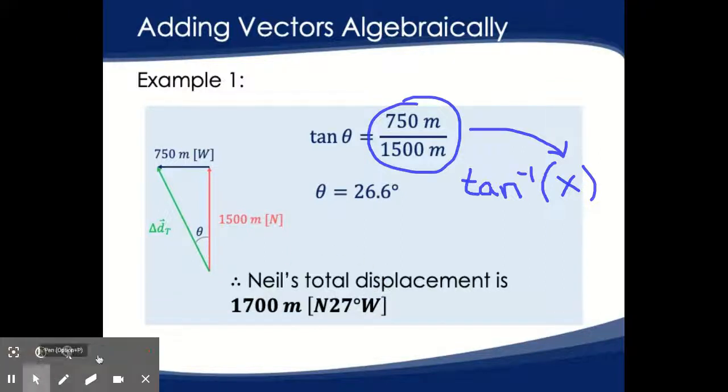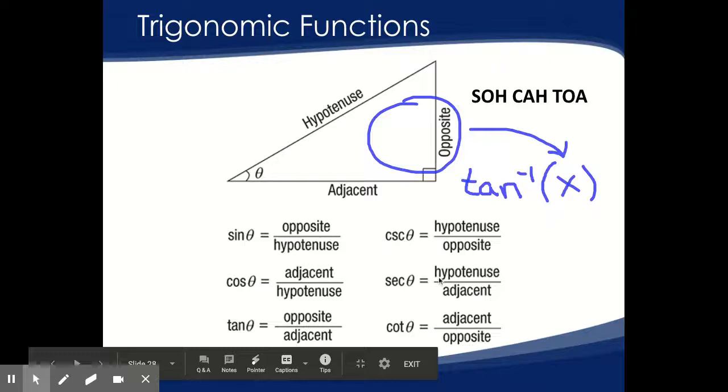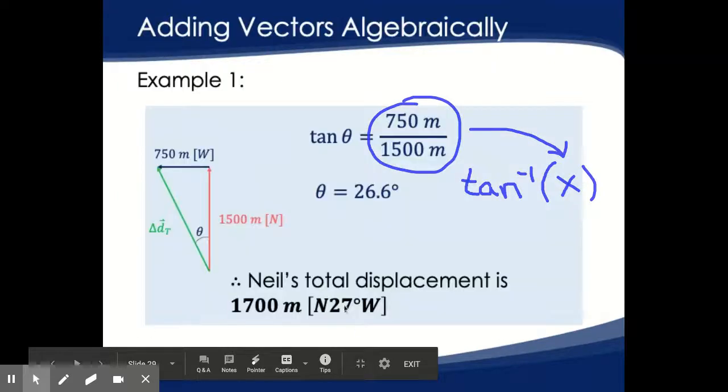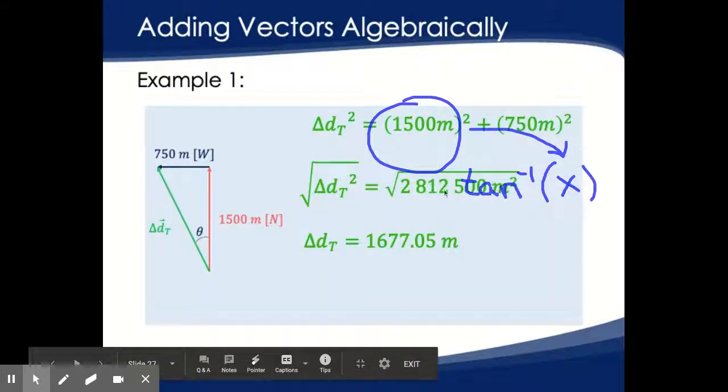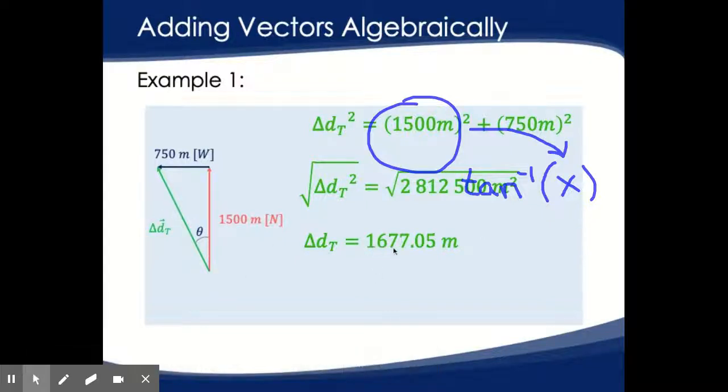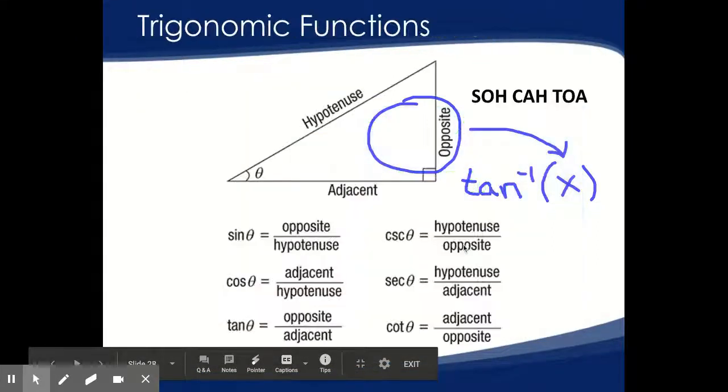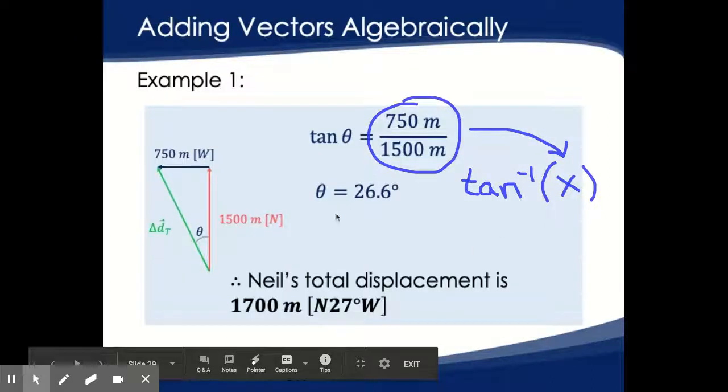So if you're using all the information that we calculated, if you go back, okay, ignore my writing here, but we solved before that the hypotenuse for this was 1,677.05 meters. And if we're going to round that to 2 sig figs, it would be 1,700 meters. And then we calculate the angle, and we round this up to 27. So Neil's total displacement is going to be 1,700 meters, 27 degrees west of north. Okay, so that's where we're going to be at right here.